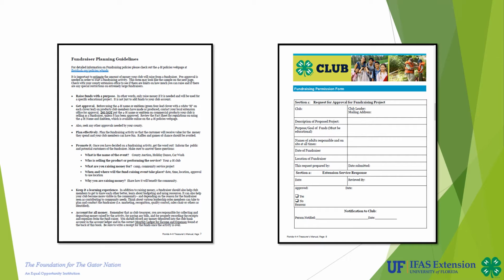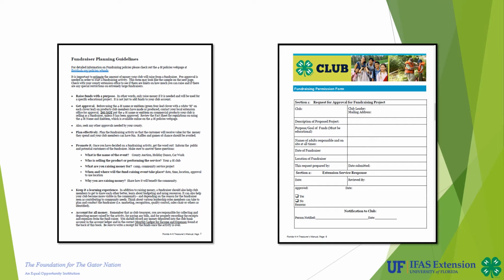If your club wants to do a fundraiser, page 8 has a fundraising permission form that is to be filled out and sent to your county 4-H agent. This fundraising permission form asks for information such as your club name, who the club leader is, a description of the project or fundraiser, the purpose or goal of the funds. What are you going to use these funds for?